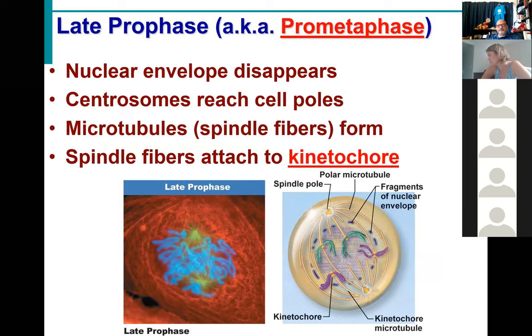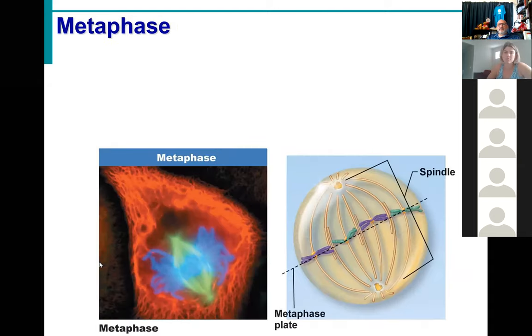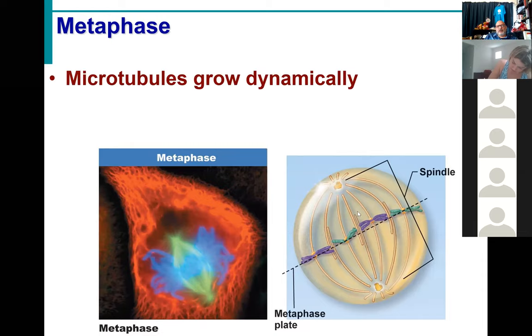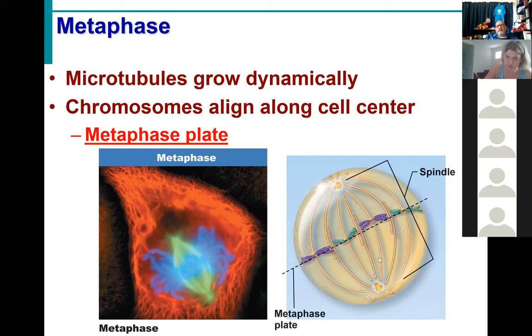All right, excellent. And again, those spindle fibers attach to the kinetochores. Once they attach to kinetochores, we start metaphase. Metaphase is where we move those spindle fibers. We either grow them or break them down to line up all the chromosomes on that equator. Of course, we're not going to use the term equator. Instead, we're going to use the fancy term metaphase plate. So our microtubules dynamically change their length, some getting longer, some getting shorter, so that they can align all of the chromosomes independently along the metaphase plate.